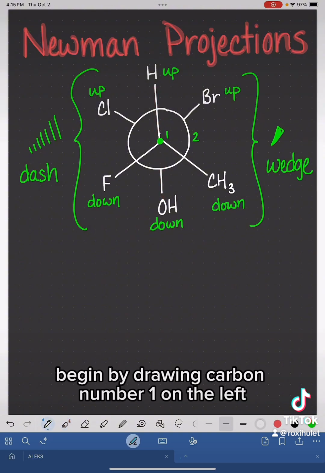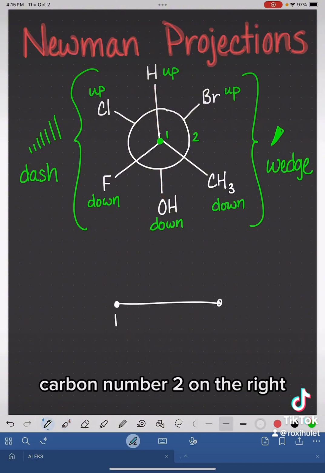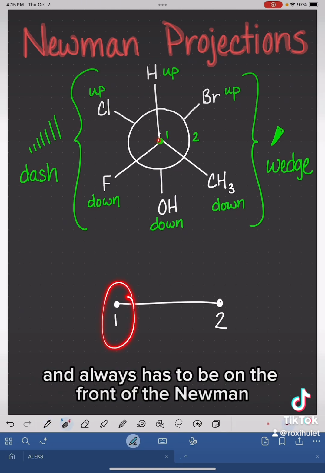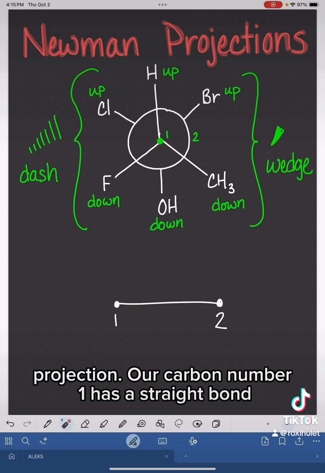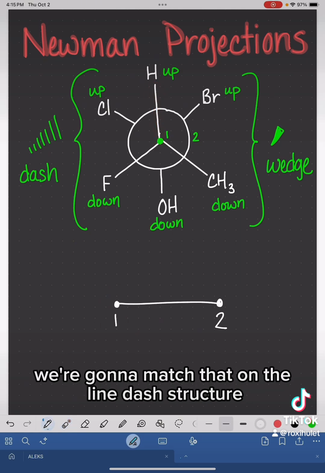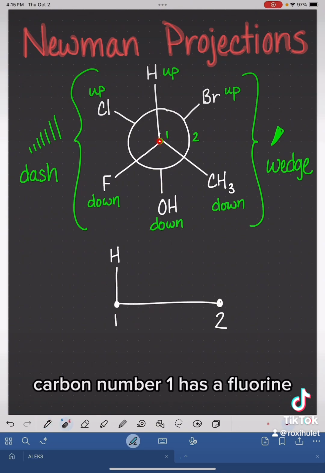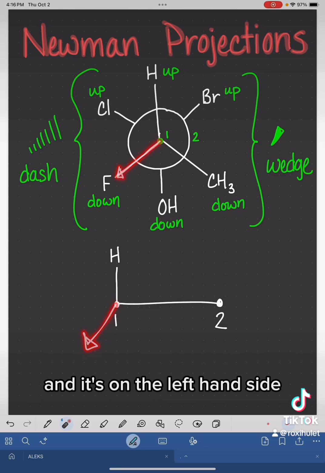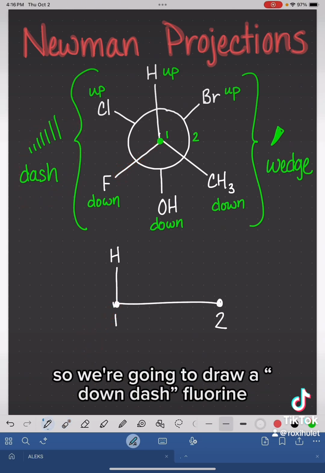Begin by drawing carbon number 1 on the left, carbon number 2 on the right. Carbon number 1 always has to be on the left and always has to be on the front of the Newman projection. Our carbon number 1 has a straight bond straight up to hydrogen. We're going to match that on the line dash structure. Carbon number 1 has a fluorine that is pointed in the down direction, and it's on the left-hand side, so it's on a dash. So we're going to draw a down dash fluorine.